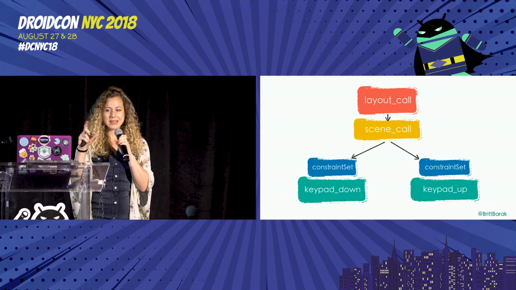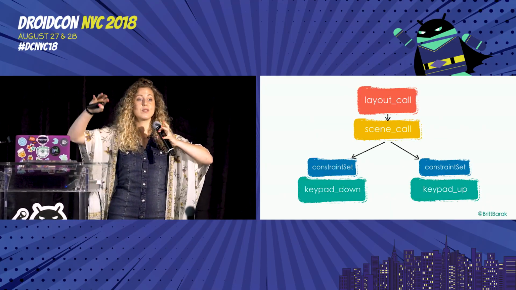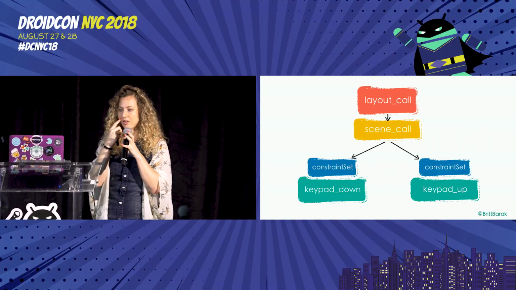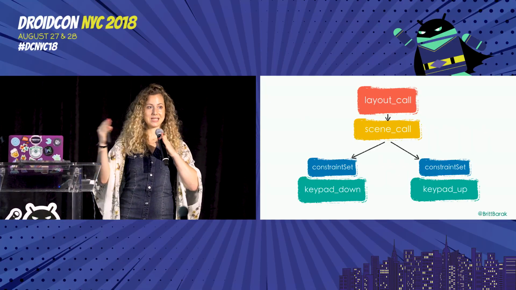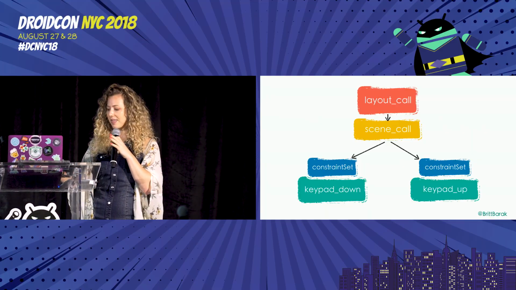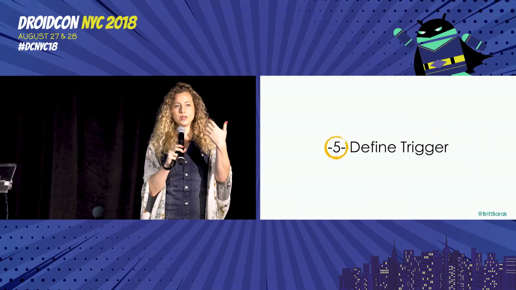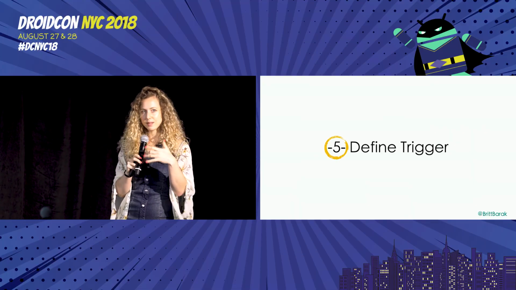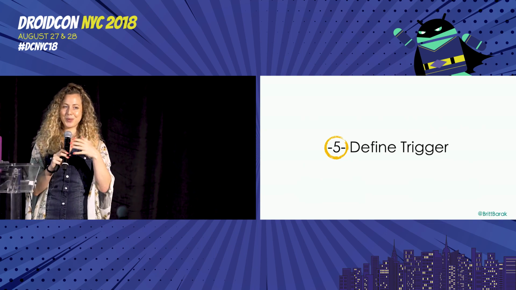It's pretty simple, and this is basically the way all of these XML files are tied together. The layout talks to a motion scene. The motion scene just attaches the start scene and the end scene. And that's it. Now what we wanted to do is define the trigger. So this animation, what triggers it? How does it happen, or when does it happen?